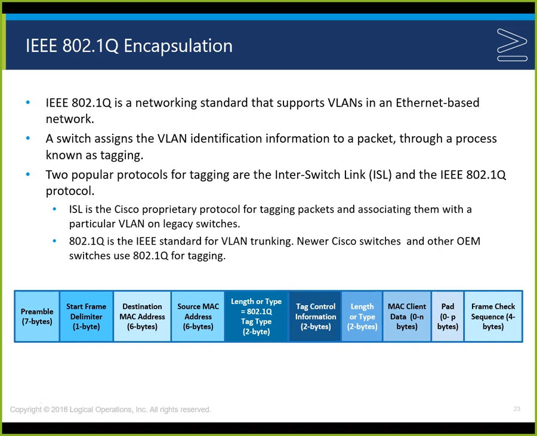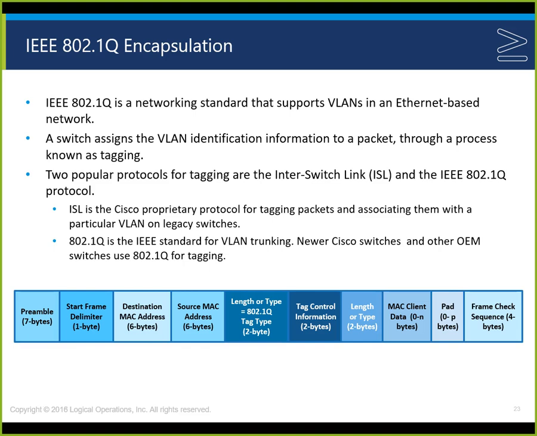The 802.1Q encapsulation is the protocol that we're going to use at layer 2 for our encapsulation. It's a standard that supports VLANs in an Ethernet based network, and assigns the VLAN identification information down here. We have two of them, ISL, and I don't know that you're ever going to be asked an ISL question. ISL, inter-switch link protocol, uses a 26-byte header, as the slide says next. It is Cisco proprietary.